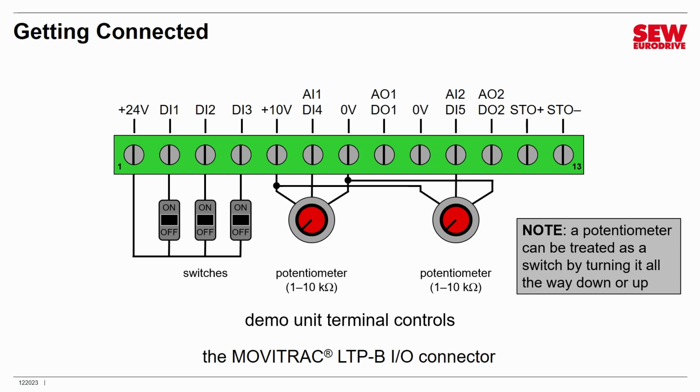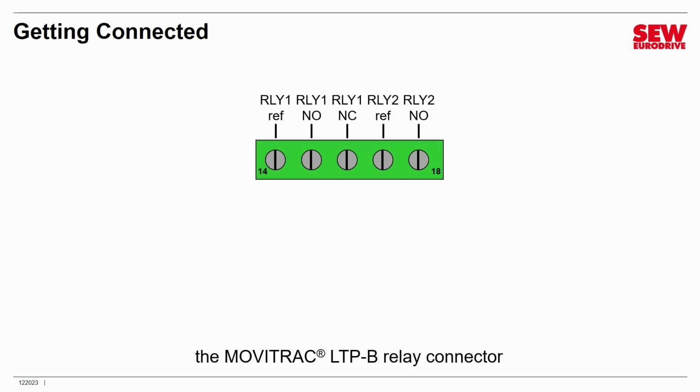All right, moving on. We must not forget that we also have two relay contacts available, which can be used in terminal control mode as output devices. They're available on a second terminal strip right below the I/O connector. This is the relay connector here. Let me explain how the relays are connected to it. Relay 1 has two contacts in it.